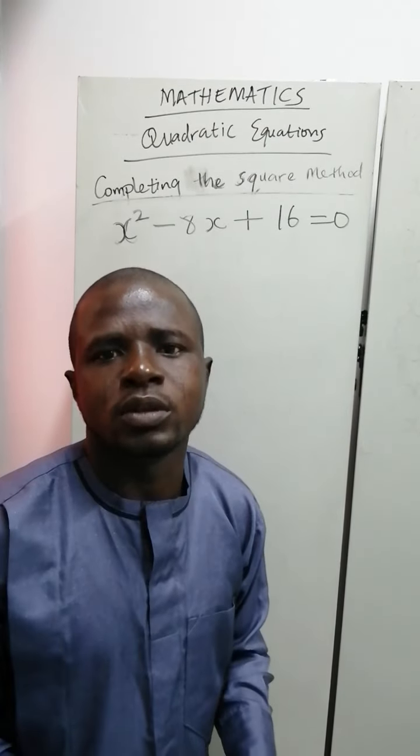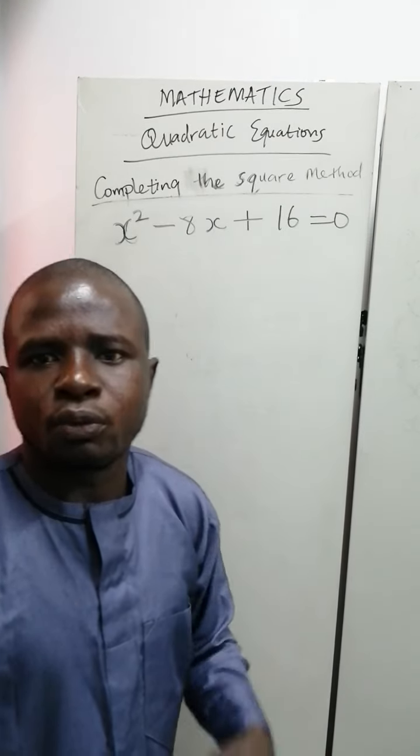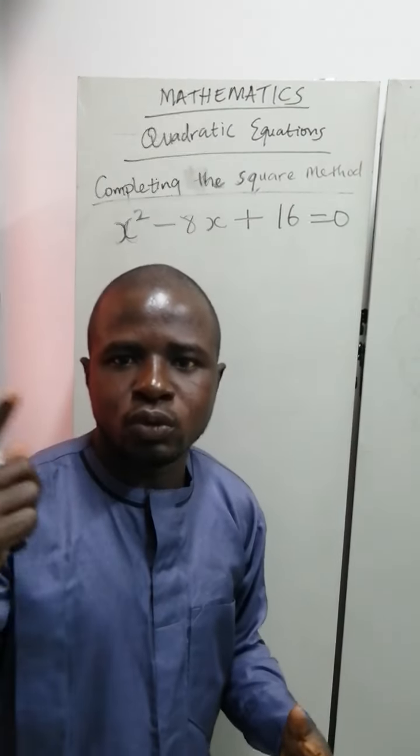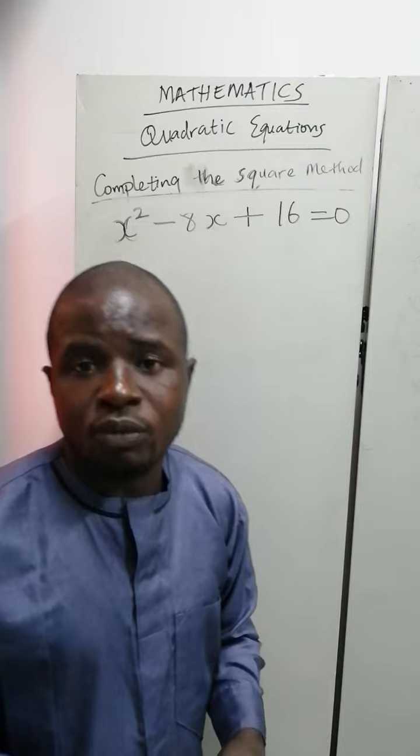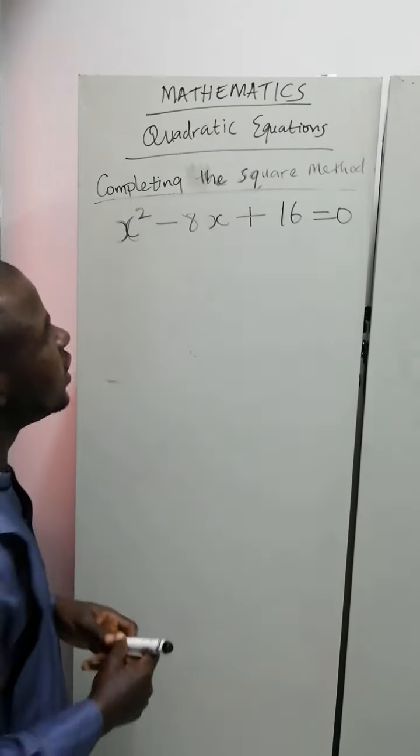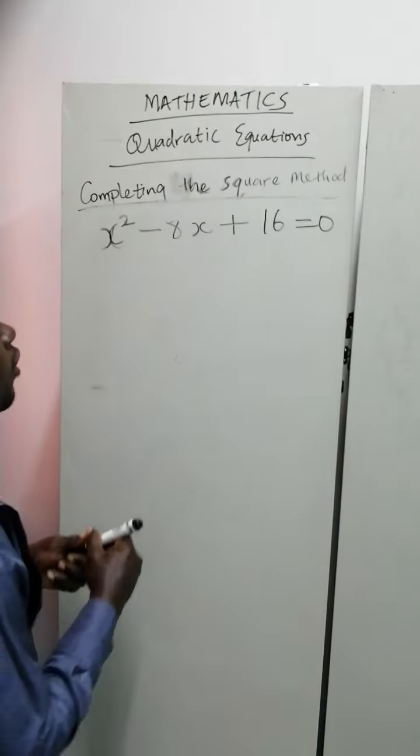No, it is not difficult. All we need to do is follow the steps each time we want to use the completing the square method to solve quadratic equations. So this is step number 1. Don't forget the formula for a quadratic equation.